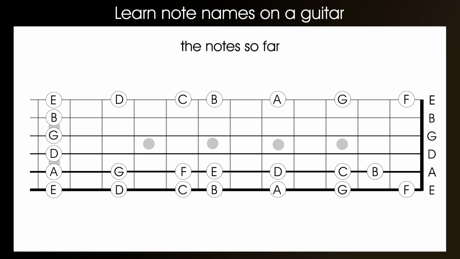Once you've memorised the names of the open strings and the names of the notes on the E string and the A string, you know half of the notes on the guitar, and the rest can be worked out using octaves.